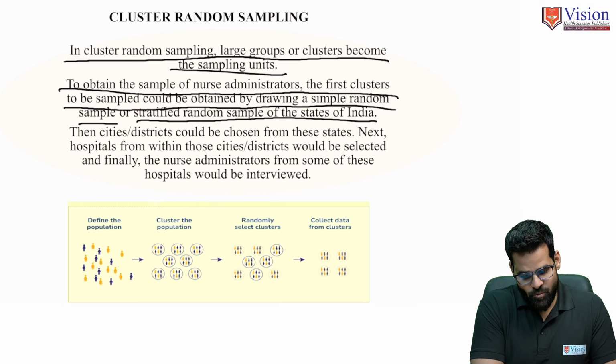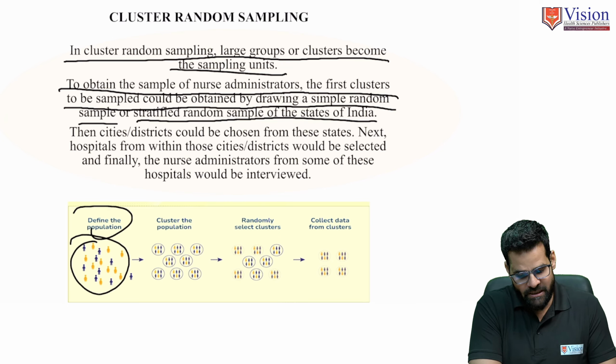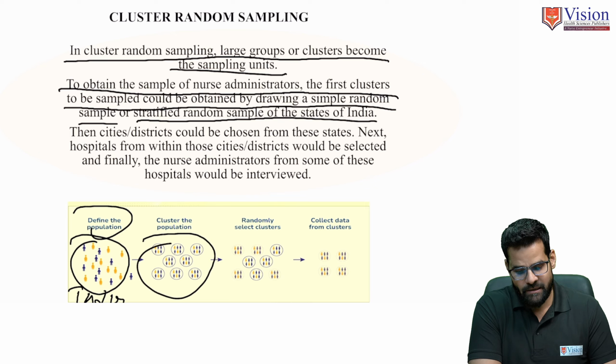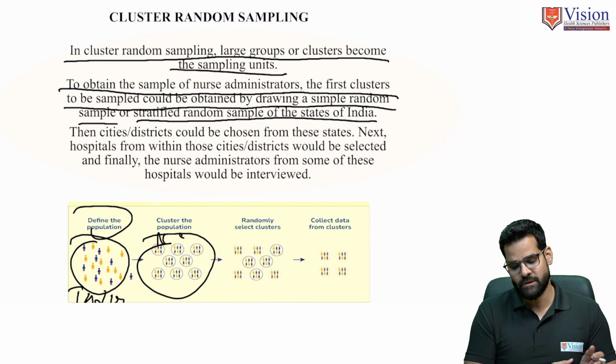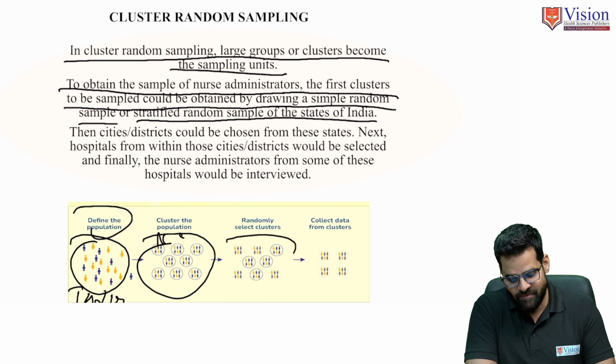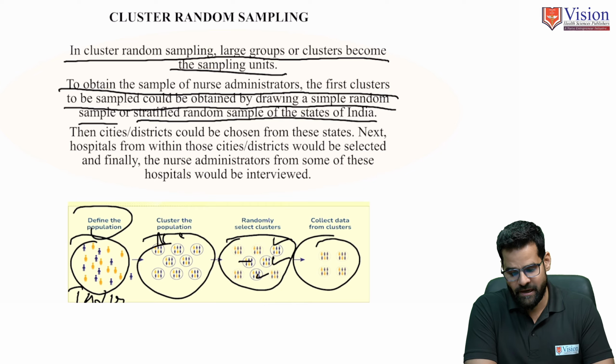As you can see, this is your population, let's say all nurse administrators in India. Now you made different clusters. All the nurse administrators are in these clusters. For example, north, east, west, northwest, south, in that way, and randomly I have selected these many clusters. As you can see, this is 1, then 2, 3 and 4. So now I have taken 4 clusters.